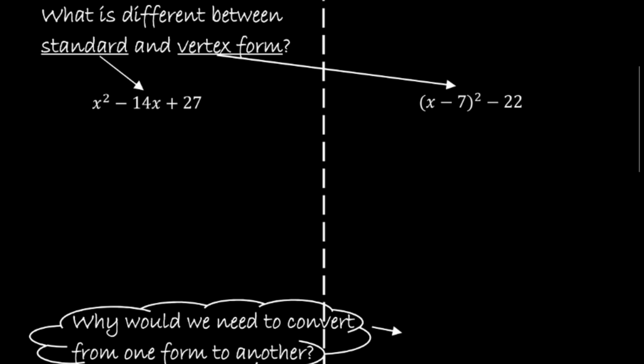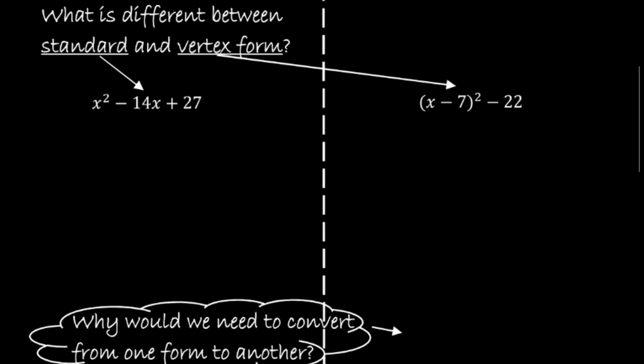Today we are going to learn how to convert between standard and vertex form of a quadratic. Now, what does standard form of a quadratic look like? Right, so basically ax squared plus bx plus c. This is our standard form.